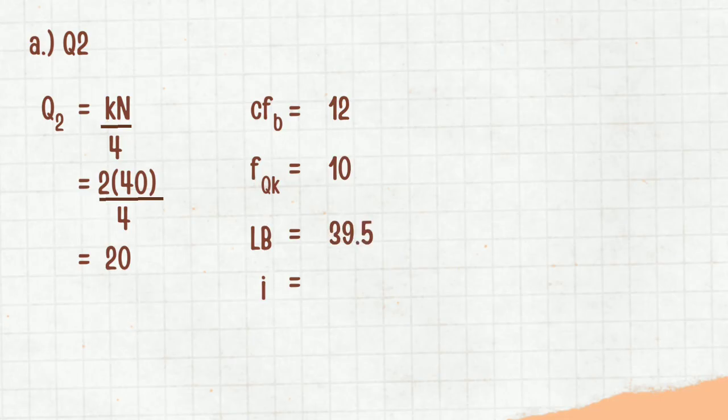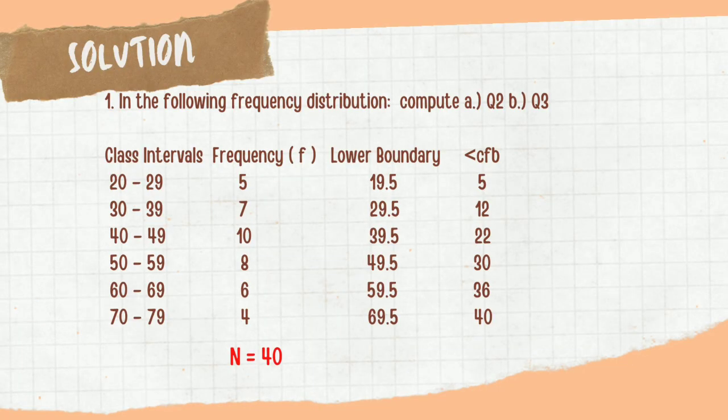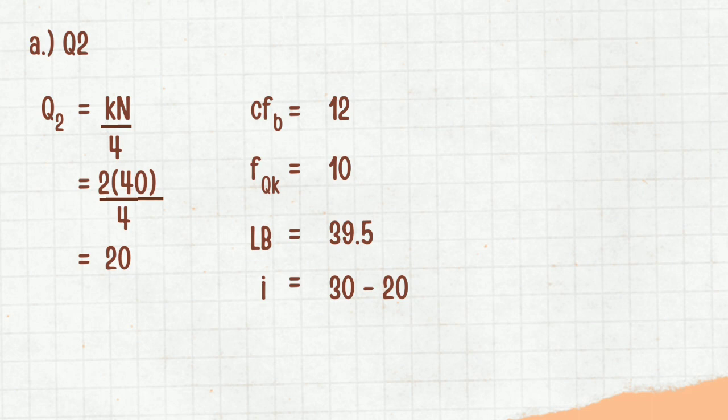To get the I, we will have to subtract the second lower class by the first lower class. So 30 minus 20 equals 10. So we will get 10 here.